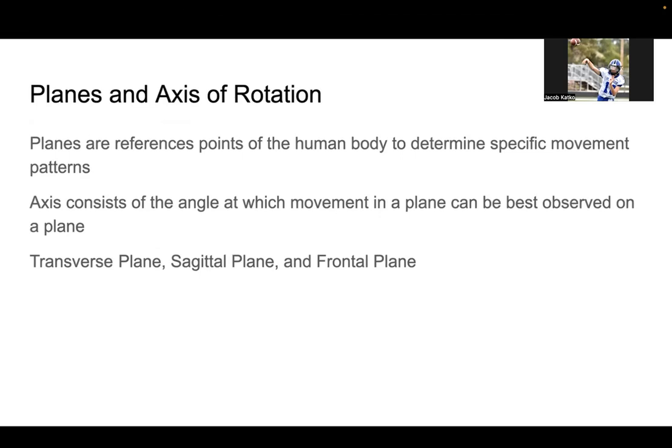Now focusing on planes and axis of rotation. Planes are reference points of the human body to determine any specific movement patterns. Axis consists of the angle at which movement in a plane can best be observed. The planes presented are transverse, sagittal, and frontal.